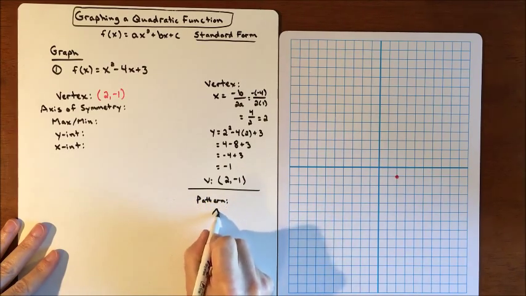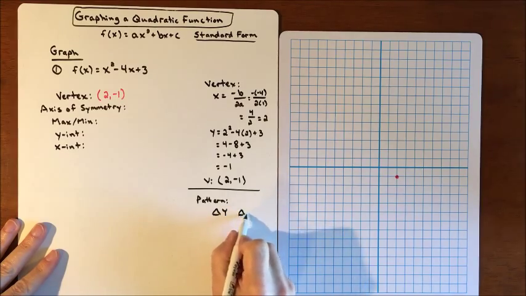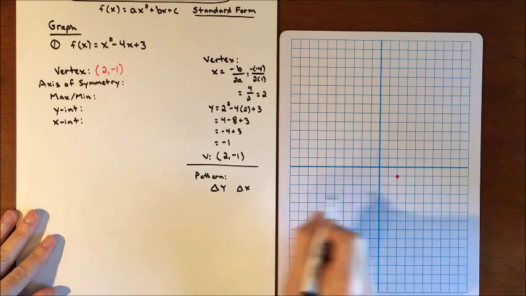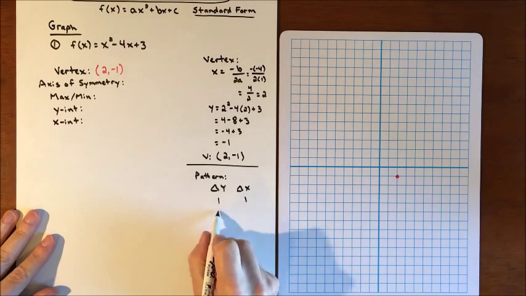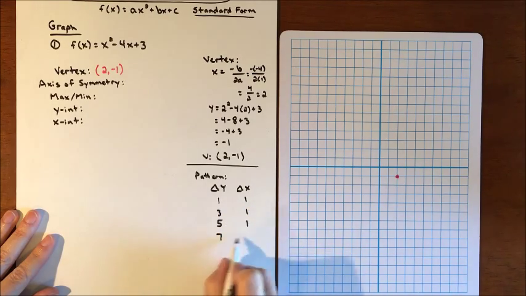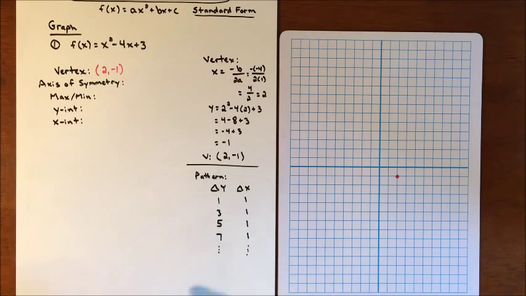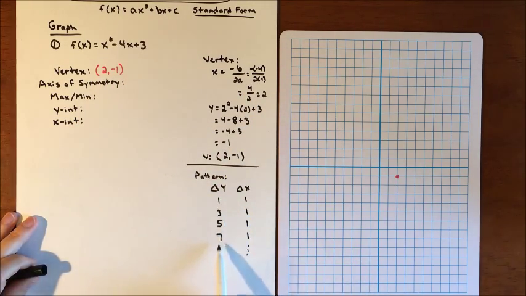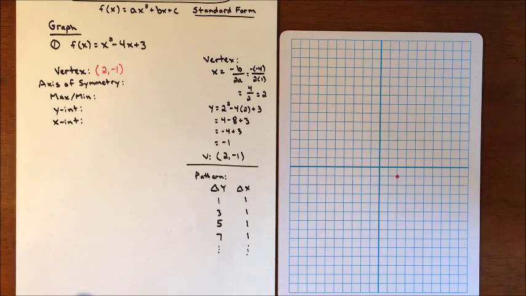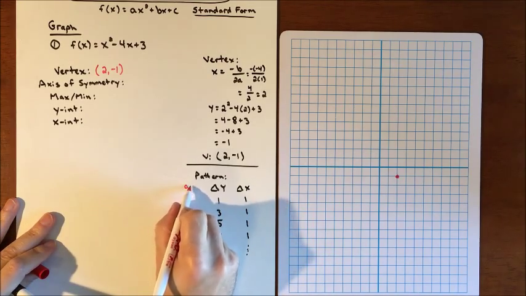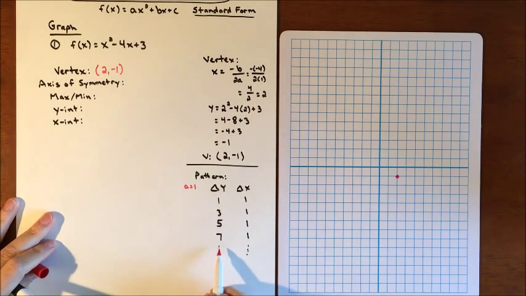So the next part that we need is the pattern. All quadratics have a pattern, and it's our change in our y's and our change in our x's. So our pattern for our quadratic is, from the vertex, we're going to go up 1 over 1, up 3 over 1, up 5 over 1, up 7 over 1, and so on. Our a value on our quadratic directly affects the y column, the change in our y's. So whatever the a is, we're going to multiply it to that column to affect our pattern. Our a value is 1, so it doesn't affect anything.